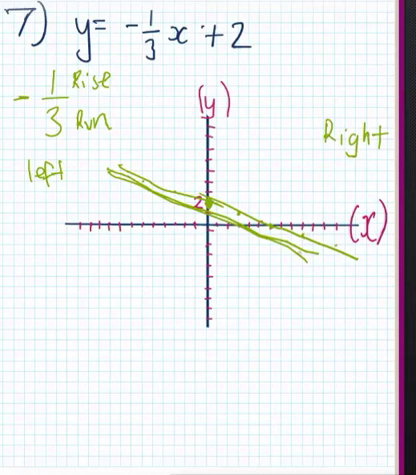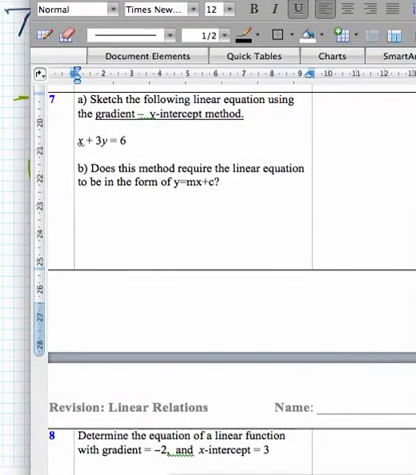Okay, so looking back at the question, it is very important that you understand the steps involved. The first step we did, which answers question B, is we have to put it in this form, y equals mx plus c, otherwise we can't see our gradient and we can't see our y-intercept, which is our starting point.